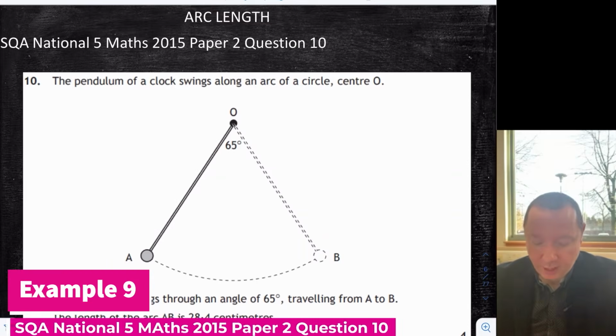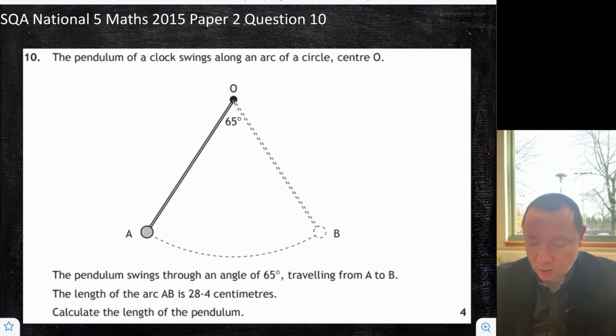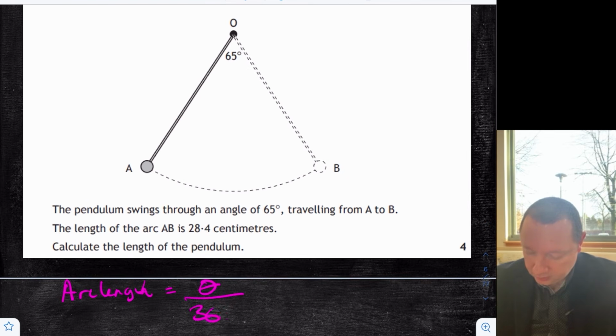So on arc length, we've got SQA National 5 Maths 2015 Paper 2 Question 10. Had this question: the pendulum of a clock swings along an arc of a circle with centre O. So you've got 65 degrees here. The pendulum swings through 65 degrees. The length of the arc is 28.4. Calculate the length of the pendulum. So we're working backwards from arc length, but it mentions length of arc, so we can substitute in. So the writing down arc length, again, equals angle over 360 times pi times diameter.